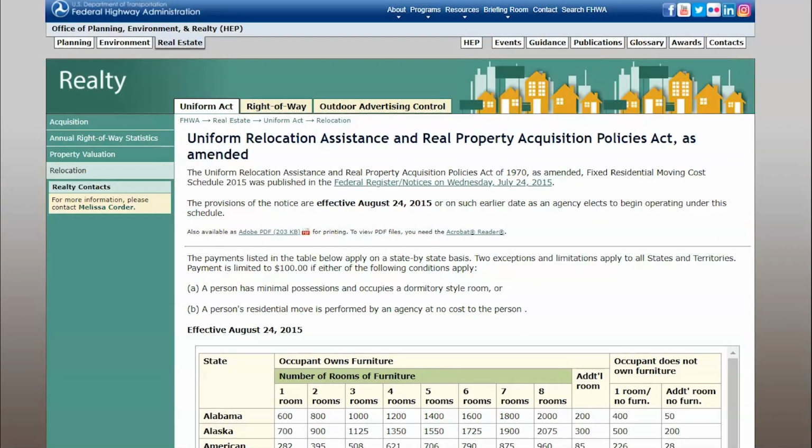First, the claimant will select the number of rooms of furniture. Remember, bathrooms, hallways, and closets do not count towards rooms of furniture. Or if the claimant does not own any furniture that needs to be moved, for example, if they are renting a fully furnished house and the furniture is all the property of the homeowner, then the claimant can look at the occupant does not own furniture columns to determine their fixed costs.